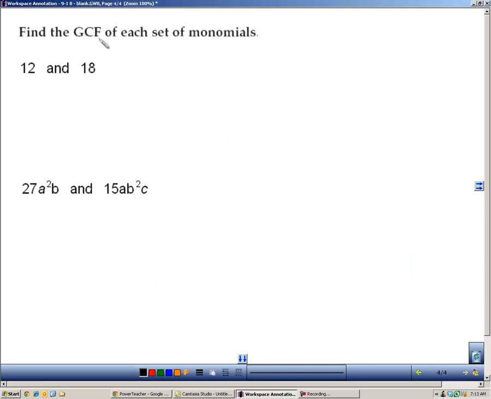In this example, we're asked to find the GCF of the set, and I'm not going to make the factor trees for these. I'm going to see if you can do it in your head. Think of the biggest number that goes into 12 and 18. And the answer is 6. The largest number that goes into both of those is 6. And you could verify it by making the factor trees and listing the prime factors. How about down here? The biggest number that goes into 27 and 15 is 3.